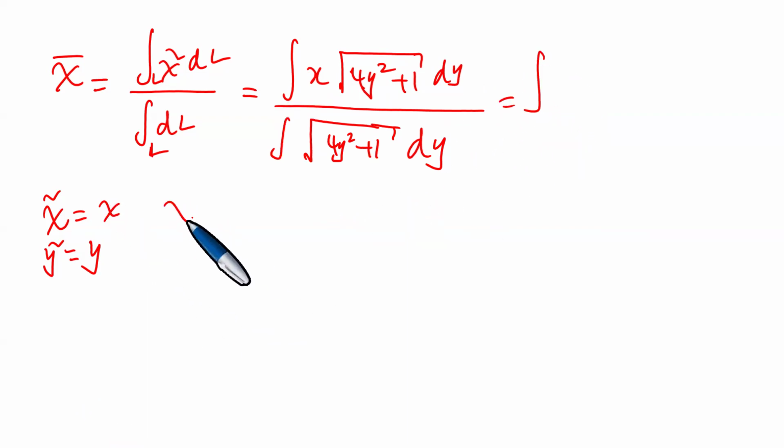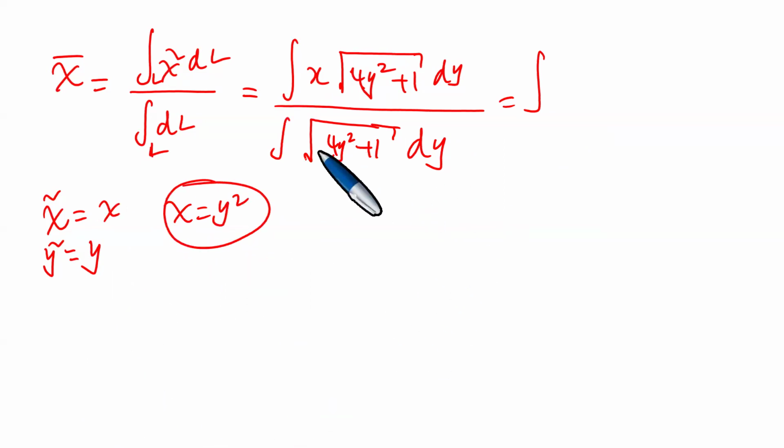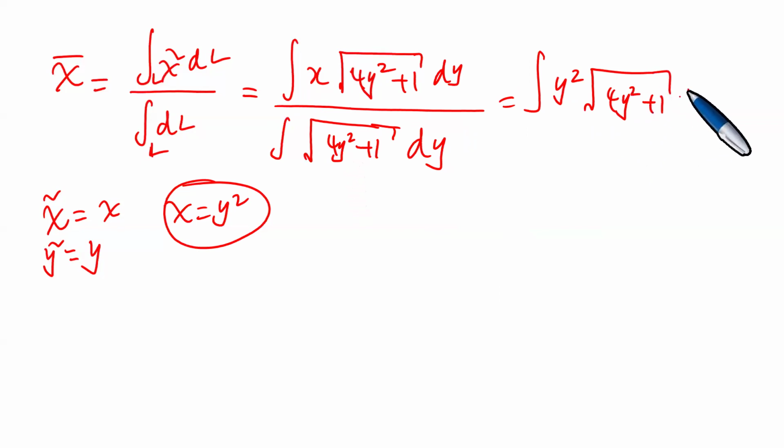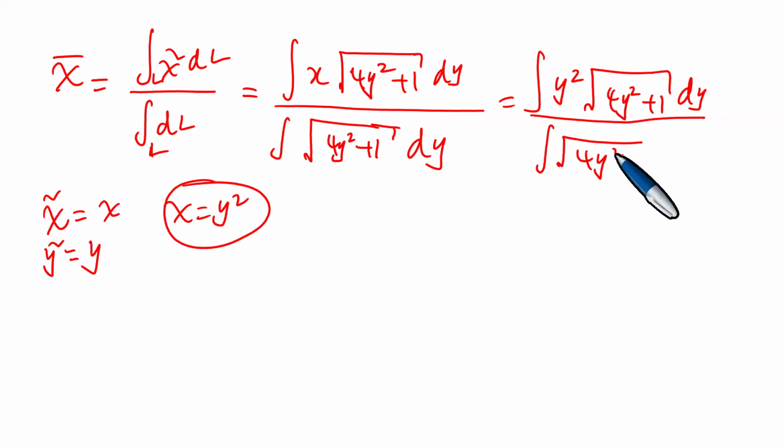Right, it is the fact that for this particular rod, x is y squared, so that wherever there is x, we would be able to put y squared, and we have the square root of 4y squared plus 1, and you have the dy. You divide everything by the integral of the square root of 4y squared plus 1 dy.